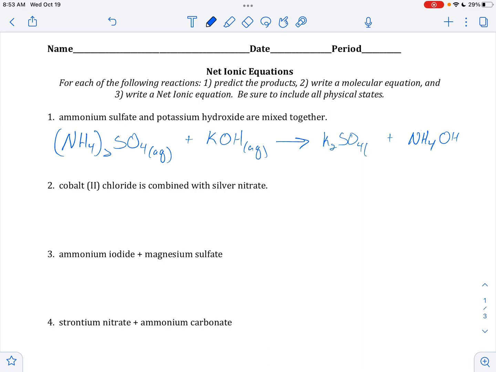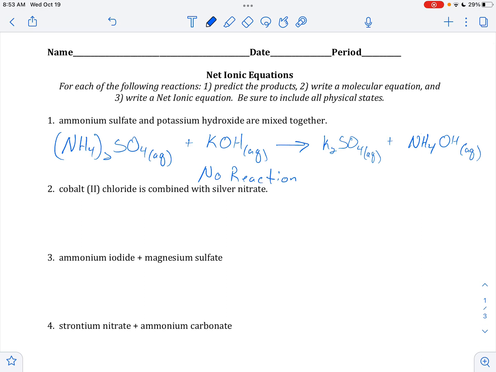So in the case of number 1 up here, since both products are aqueous, we're simply going to say it's no reaction. So just the same as when we wrote double replacement reactions, if there's no precipitate, we just call it no reaction. We don't have to worry about writing a net ionic equation. Number 2 is an example where we will see a precipitate formed.